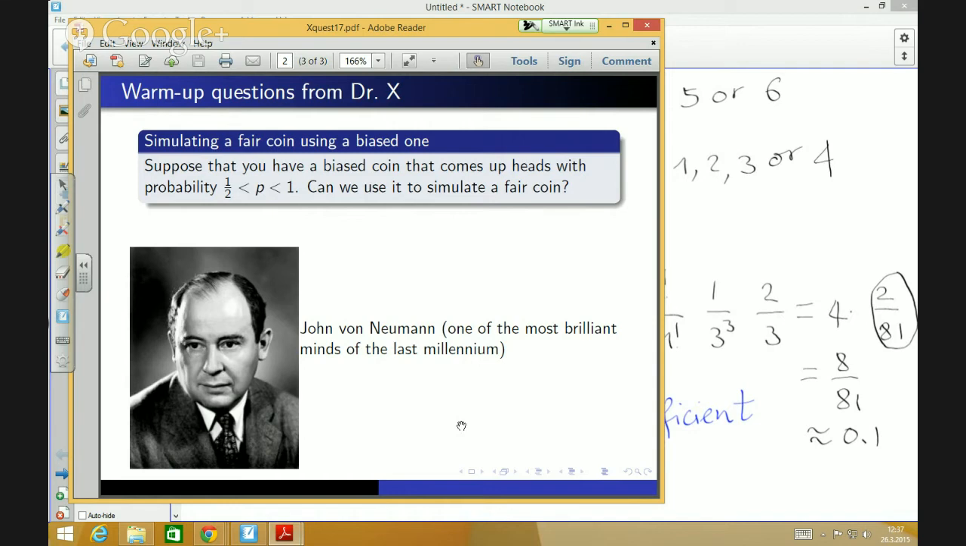Yeah, so you have no idea what P is. It doesn't really matter. That's one of the beauties of the thing. Let me give you a hint: toss the coin, the unfair coin, at least twice.